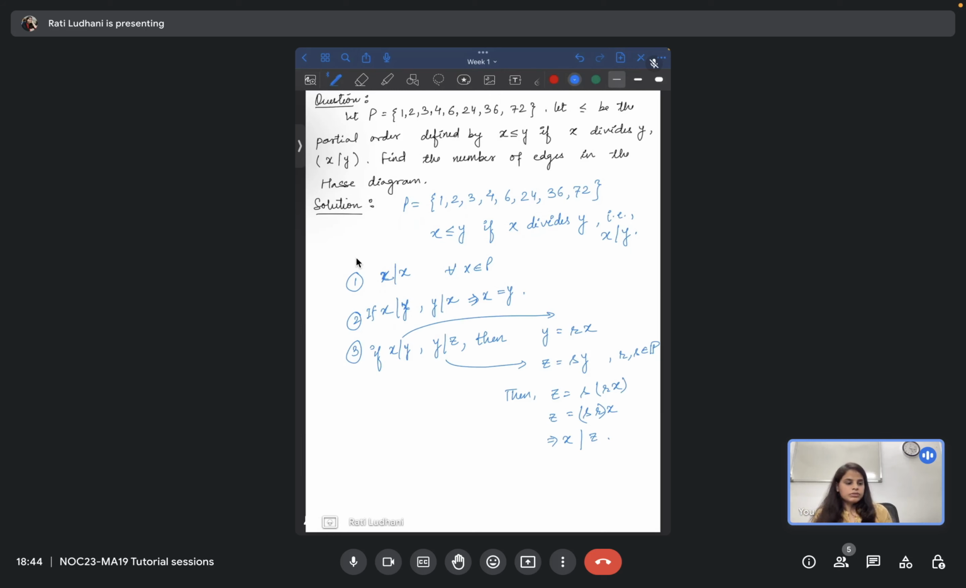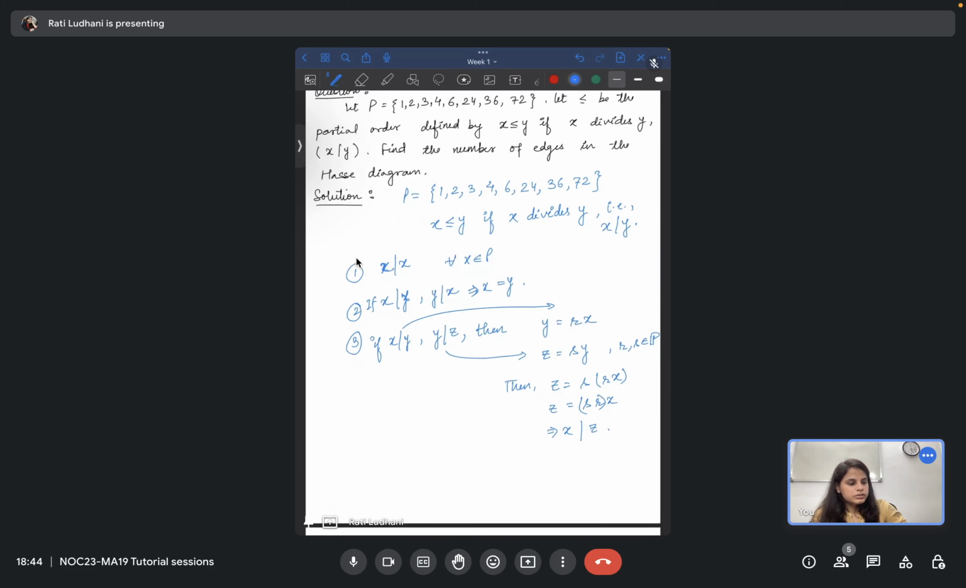Okay, so transitivity is there. So with divisibility, there is no issue. That is always a partial order relation. Find the number of edges in the Hasse diagram. So you need to find the number of edges. Firstly, you need to construct your Hasse diagram for this set.